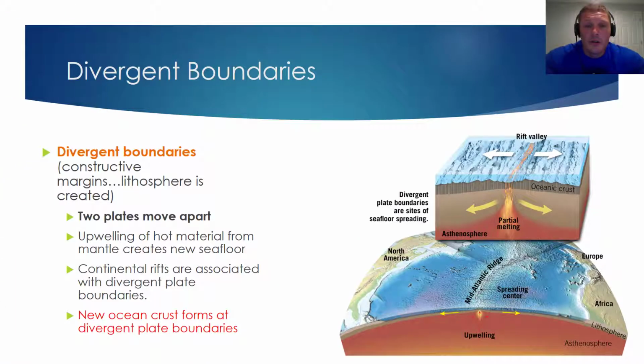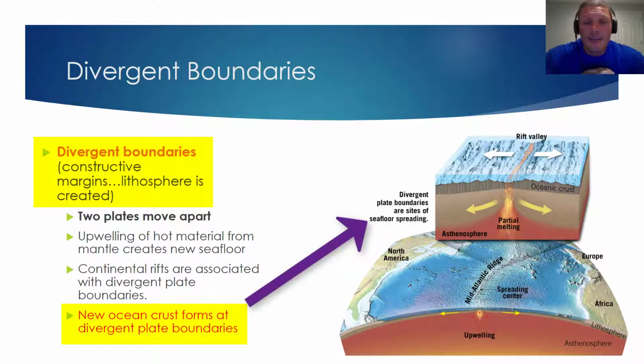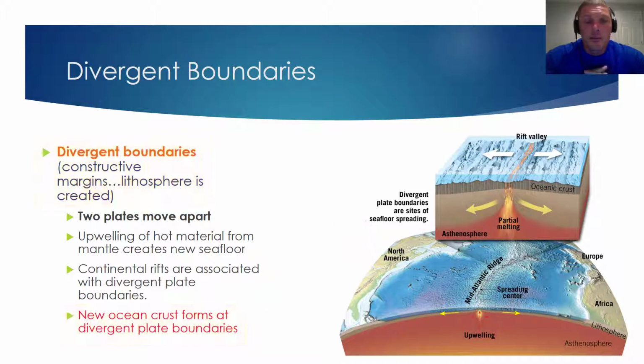The first boundaries that we'll consider are divergent boundaries. Divergent boundaries are known as constructive margins because lithosphere is being created at these boundaries. It's very important to note that new ocean crust will be formed at divergent plate boundaries. Put as simply as possible, at divergent boundaries, two plates will be spreading apart.